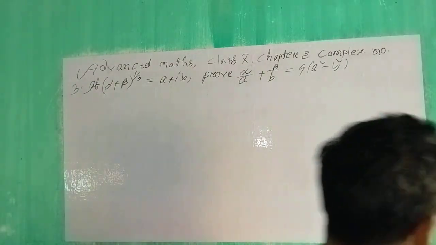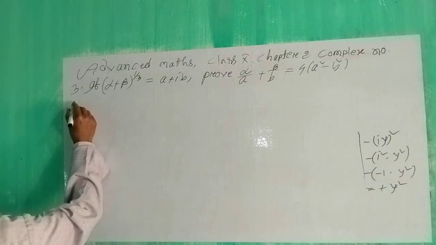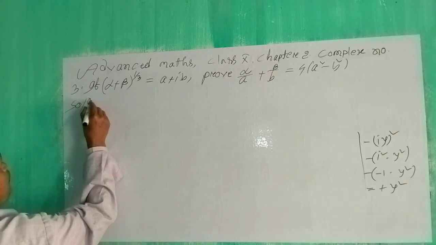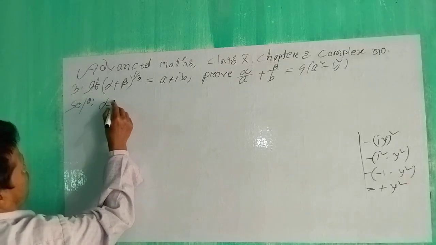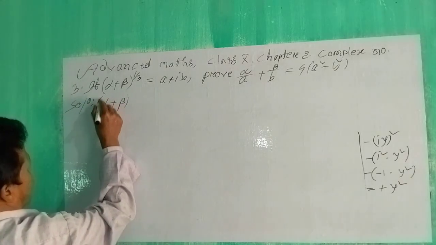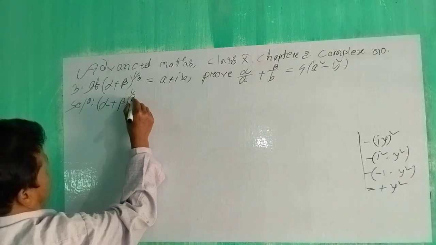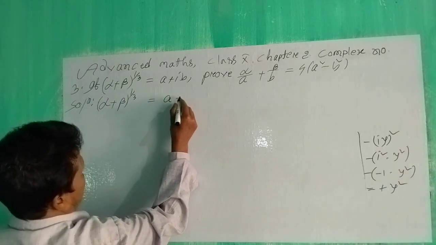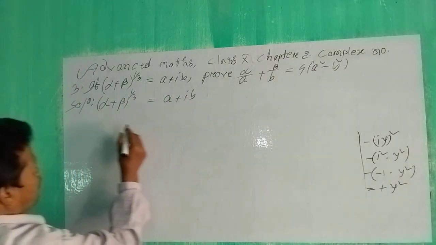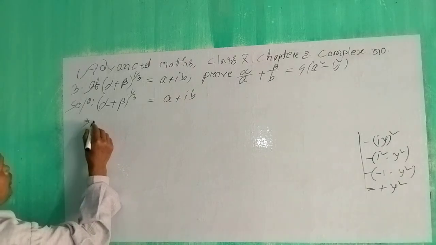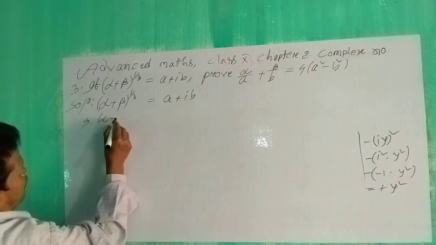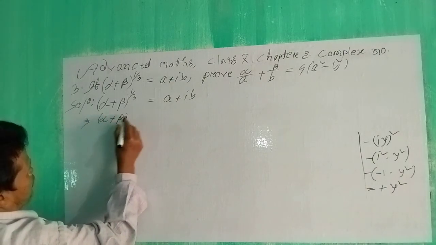How to? Given alpha plus beta to the power 1/3 equals a plus ib. Given, now we are going to cube both sides.